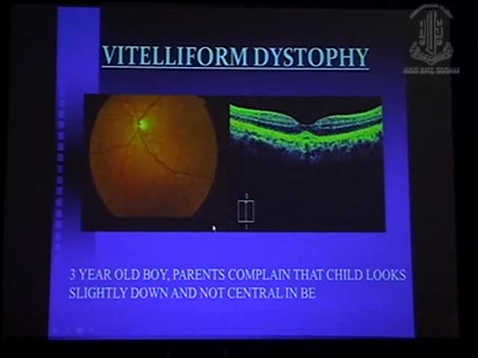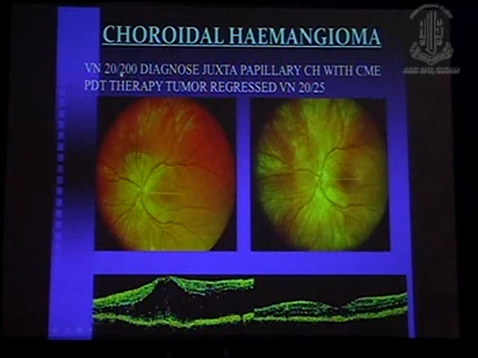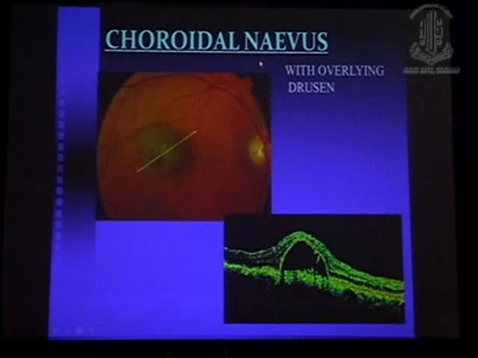This patient was a 3-year-old boy who came with the parents, who complained that the child was looking down all the time, not looking centrally. Another case of choroidal hemangioma, vision 20/200, and on the OCT you get these kind of changes, which then regressed after the PDT treatment given to the patient with restoration of vision to 20/25.